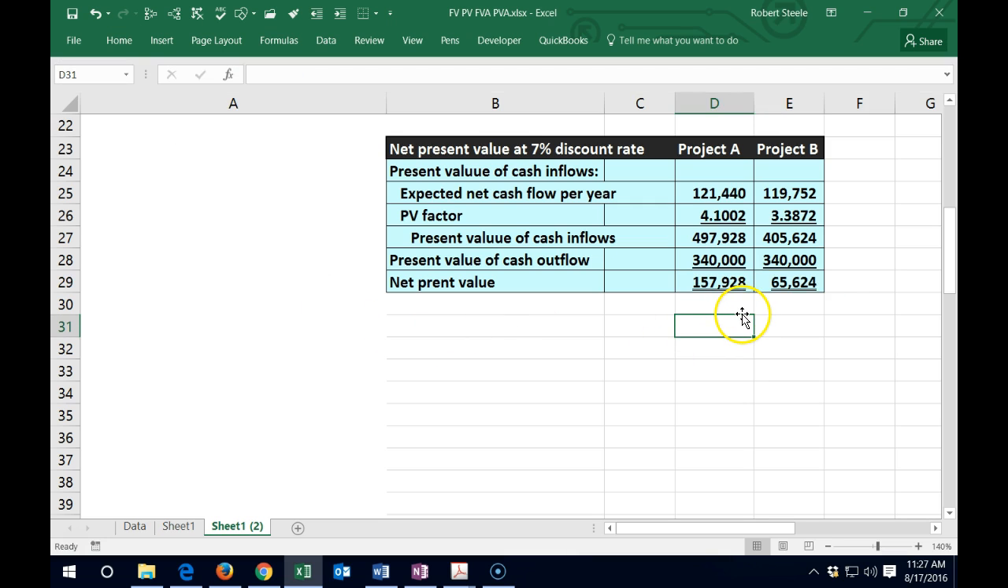Okay, so now we can see, taking into account the present value factors, that project A is looking better at the 7% discount rate than project B. This one is the most sophisticated calculation we've done so far on these two projects because it does take into account the present value factor.